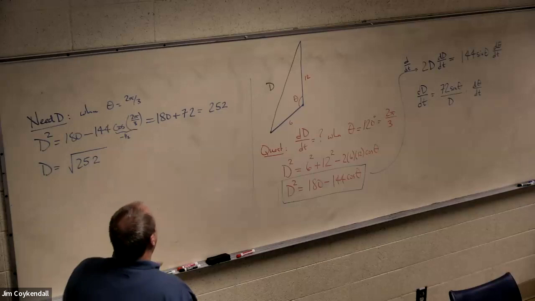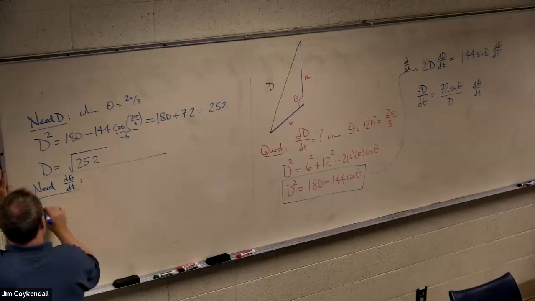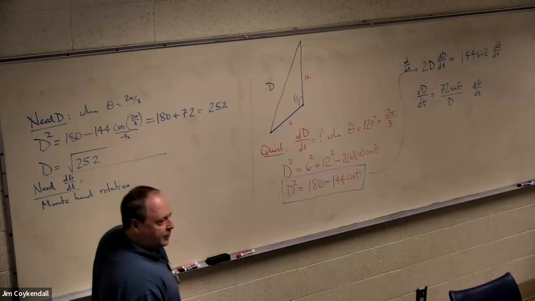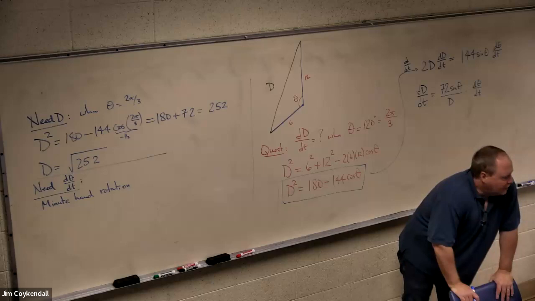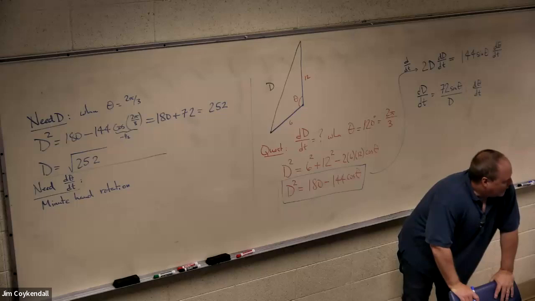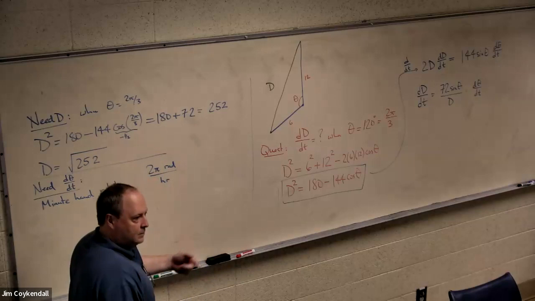Okay, so let me ask you this: how fast does a minute hand spin around that clock? How long does it take a minute hand to do a lap? 1 hour. Everybody agree with that? And how many radians are there in 1 lap? 2 pi, right? So the minute hand does 2 pi radians per hour. Agree?